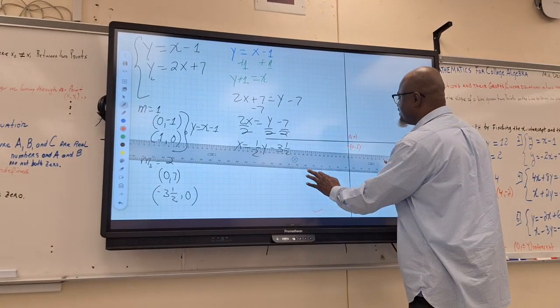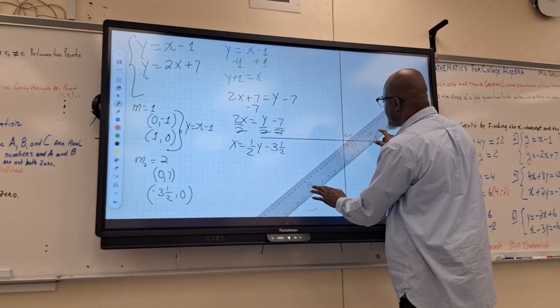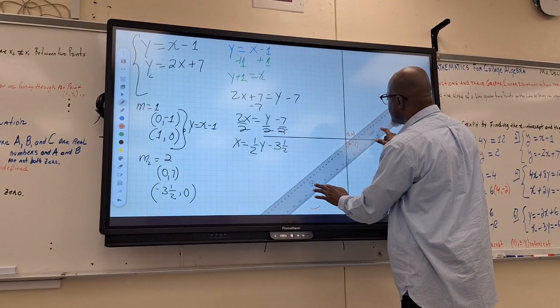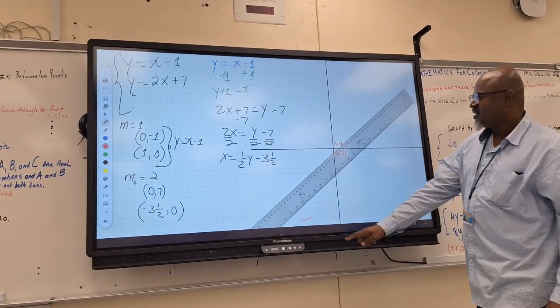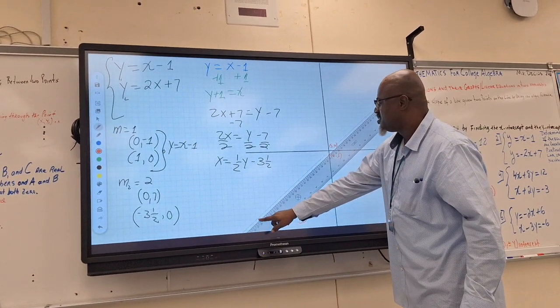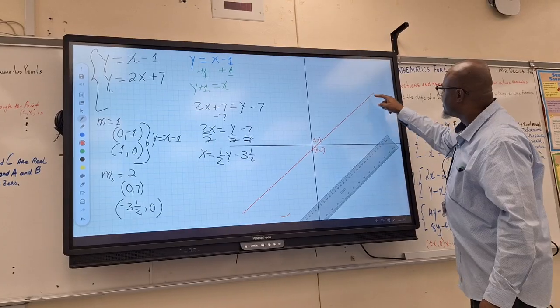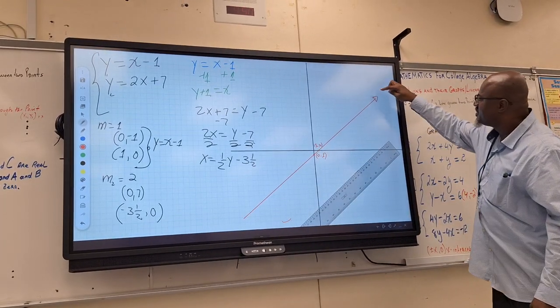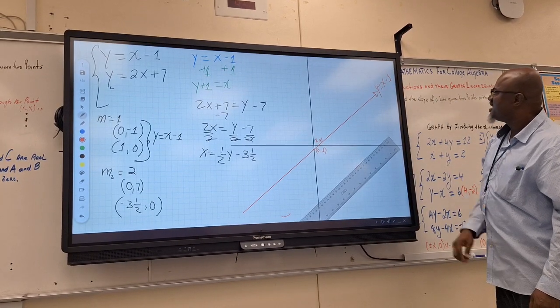Then you do what? Use your ruler to the best of your ability. You see it? And what is the equation of the line? y equal what? x minus 1. That's the first line.